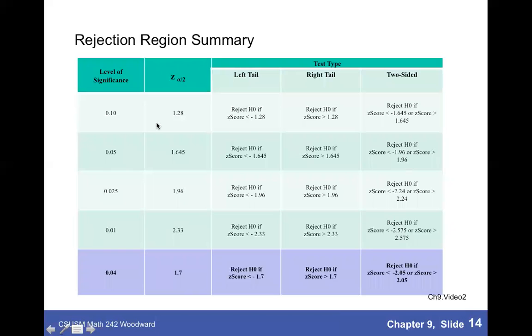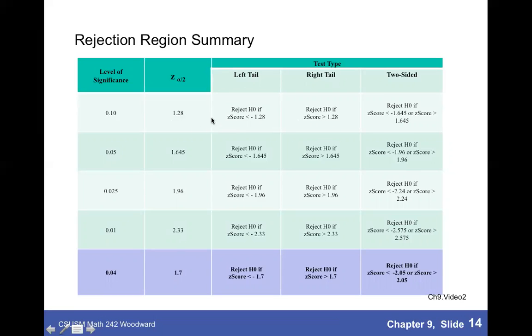The total rejection area, okay, now if I have a 0.1, go look up in your table minus 1.28, and you will get 0.1003. So the area to the left of minus 1.28 is about 0.1. The area to the right of 1.28 is also 0.1. But alpha over 2, which is what I need for the two-sided, is 1.645.